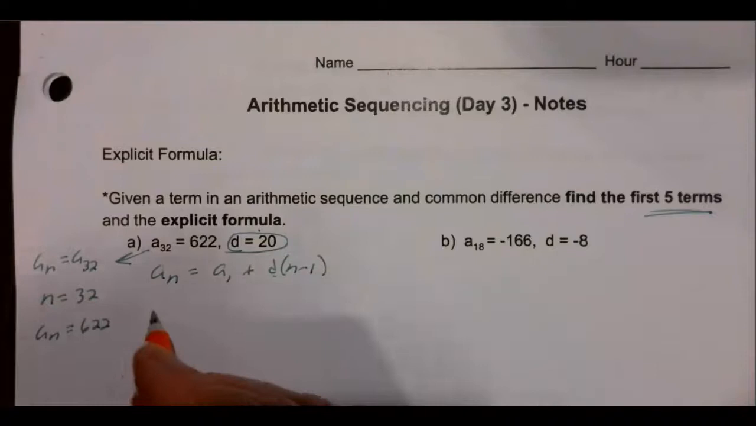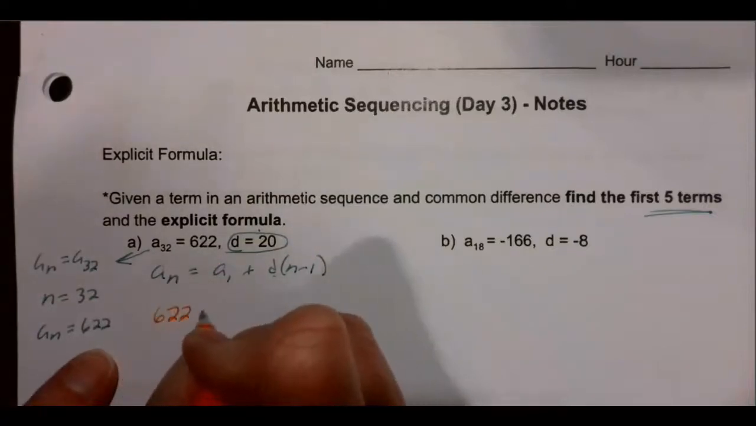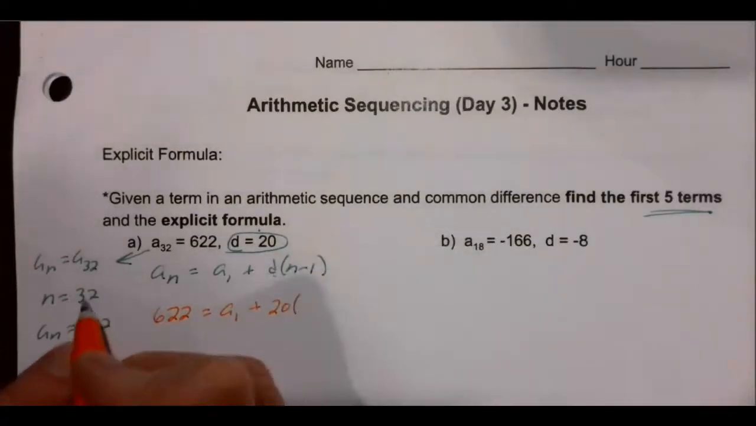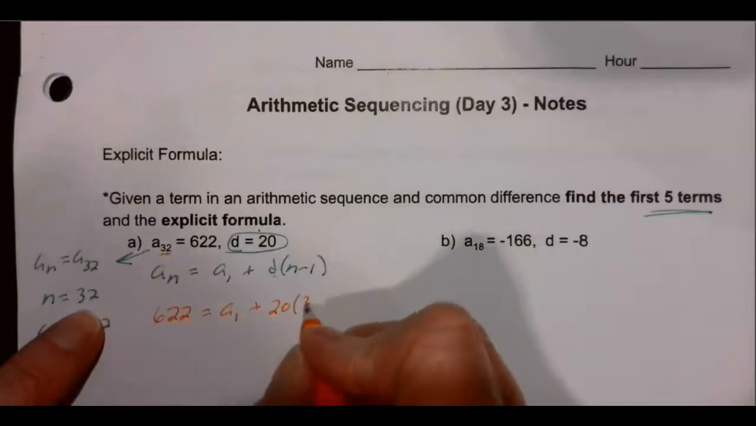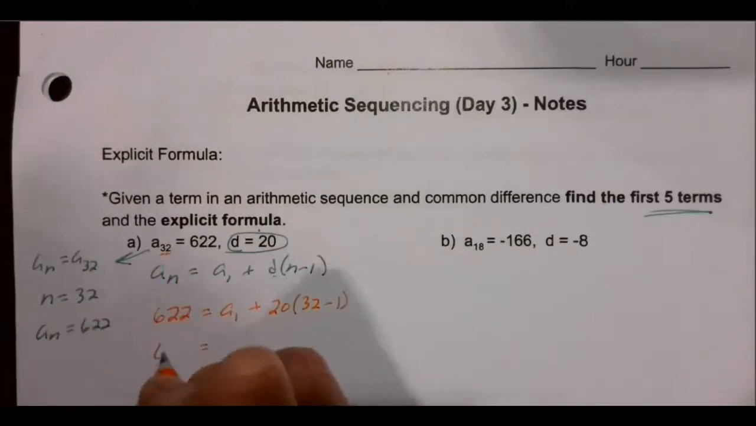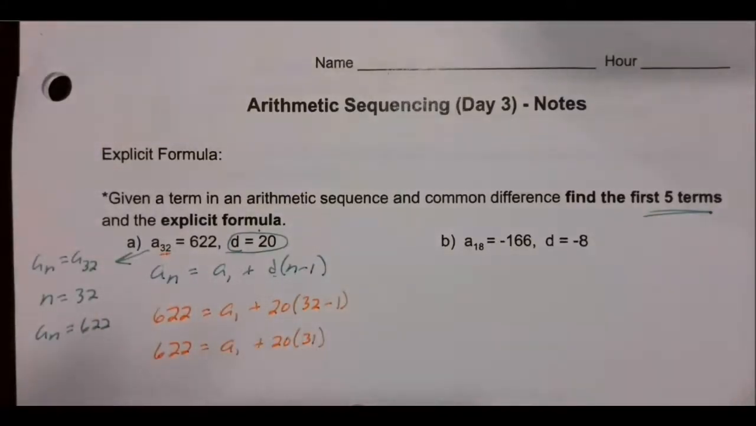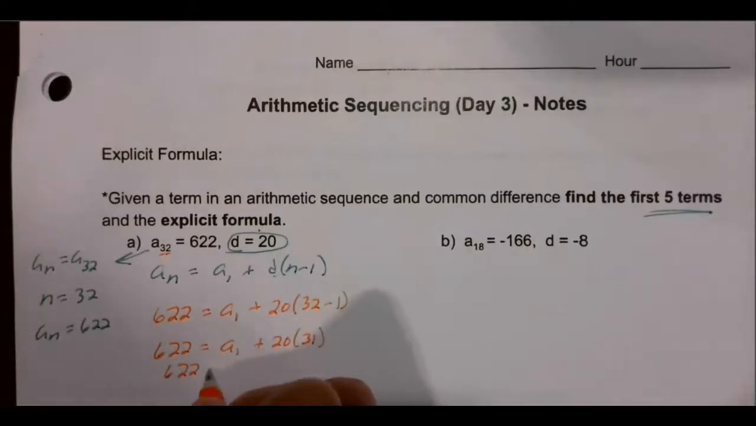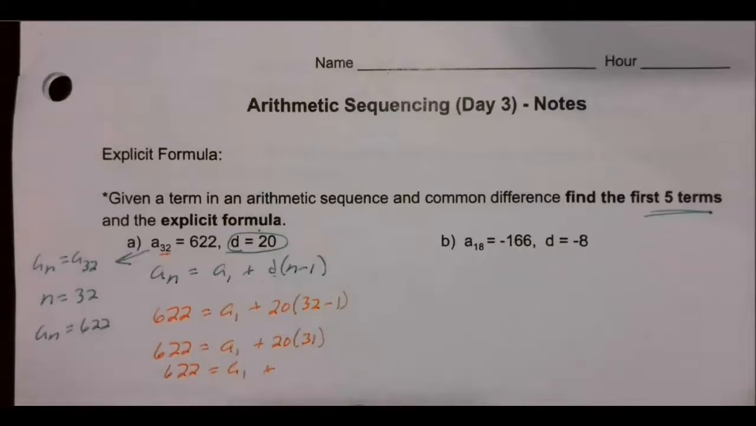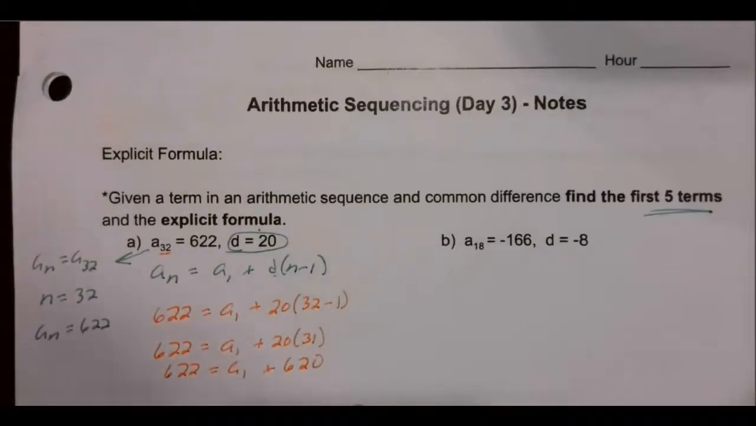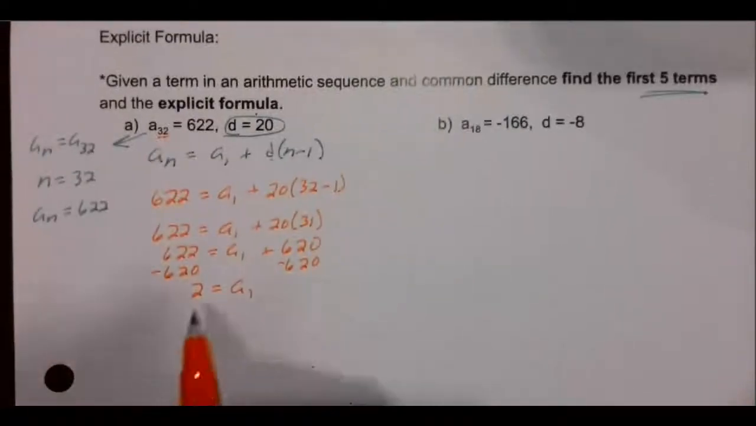So here we go. A sub n, we're going to use the 622. A sub 1 is what we don't know. We know the difference that was given to us, and we figured out n was 32. Now we're just going to solve this equation for a sub 1. So now we have 622 is equal to a sub 1 plus 20 times 31, which is 620. We subtract 620 from both sides, and we get 2 is equal to a sub 1.